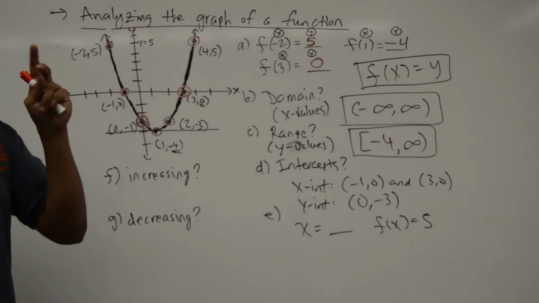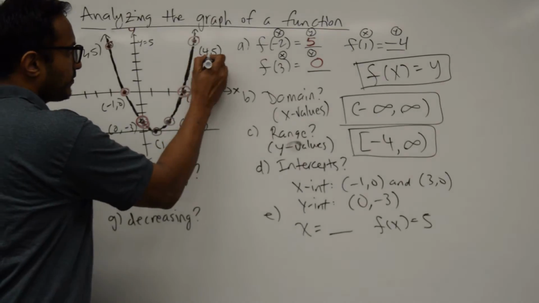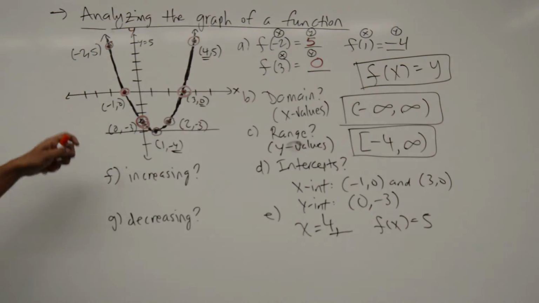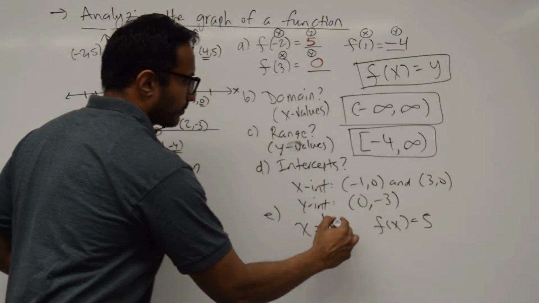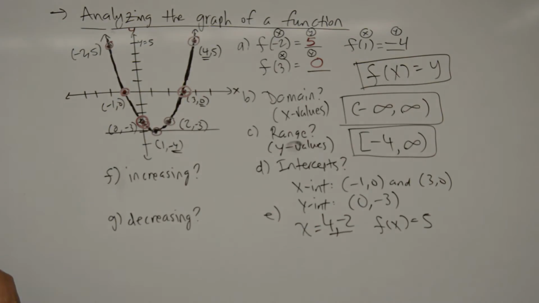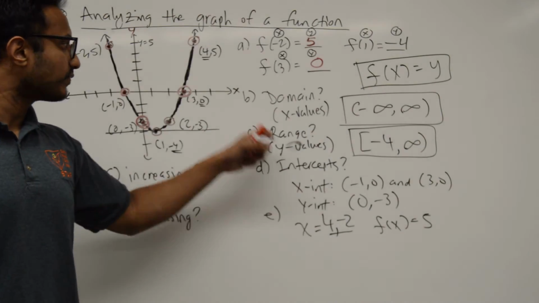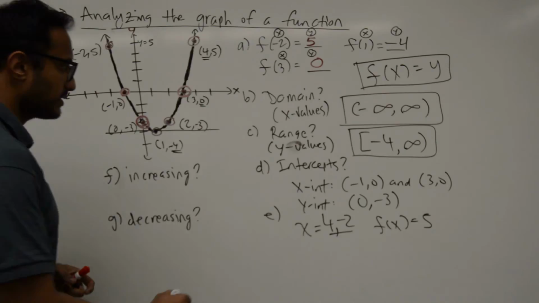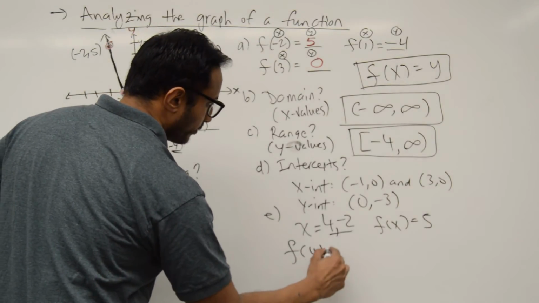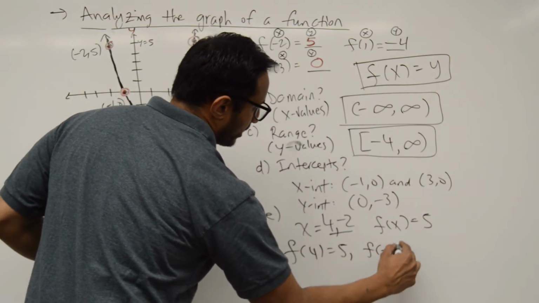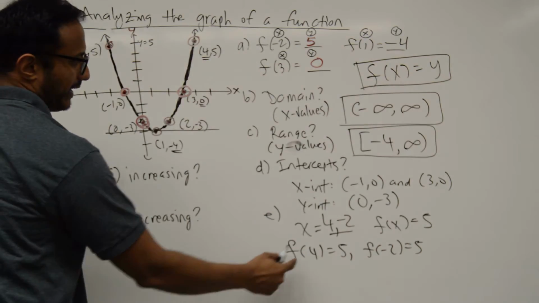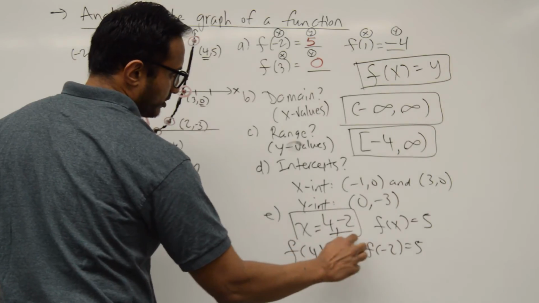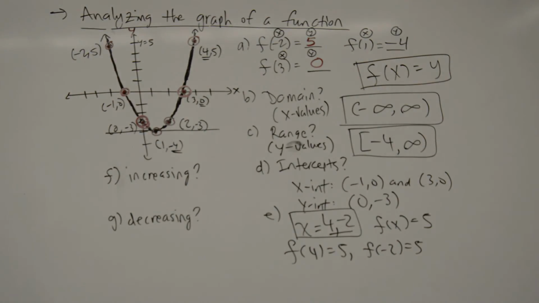There's not just one, there are two. For x equals 4, y equals 5. And for x equals -2, y also equals 5. So for when x is 4, y equals 5. When x is -2, y equals 5. In other words, we can rewrite this as f(4) equals 5, and f(-2) equals 5. X is 4, y is 5. X is -2, y is 5. So this will be your answer. For x equals 4 and -2, f(x) will equal 5.